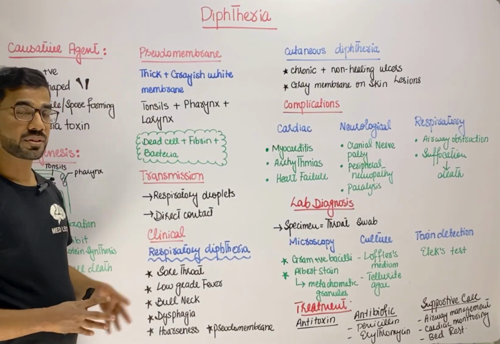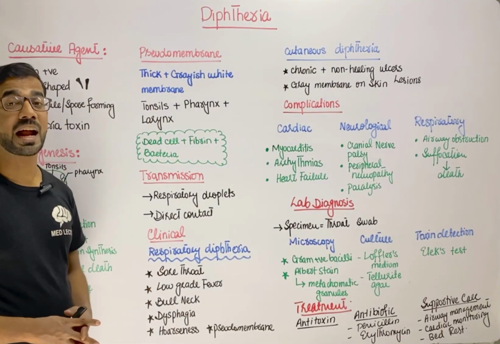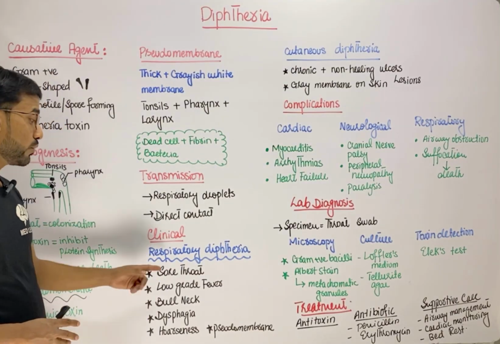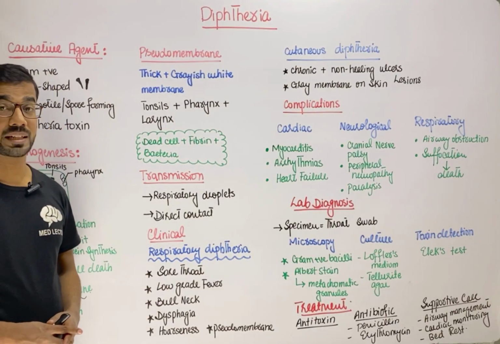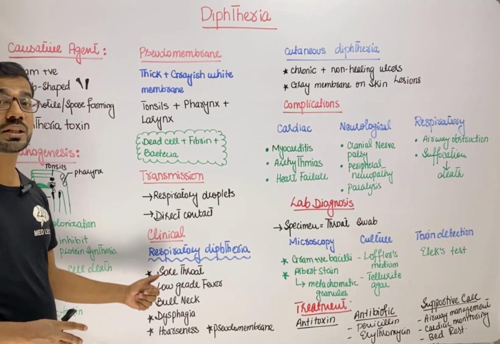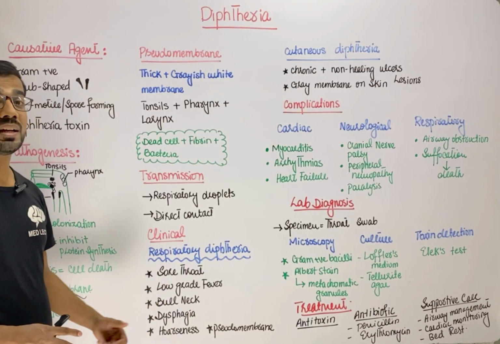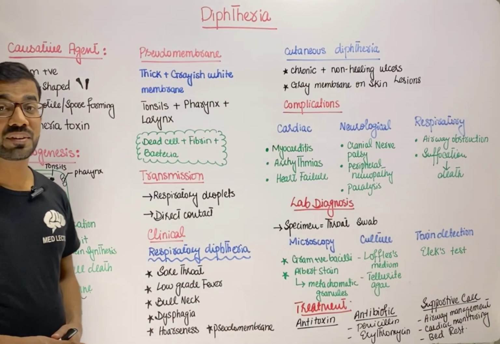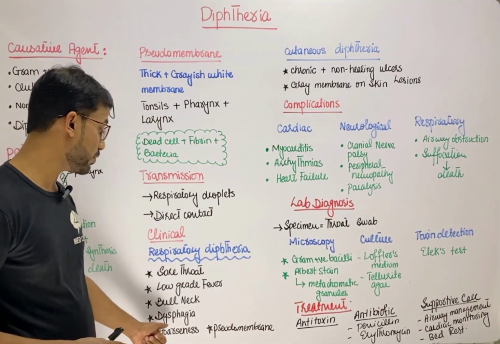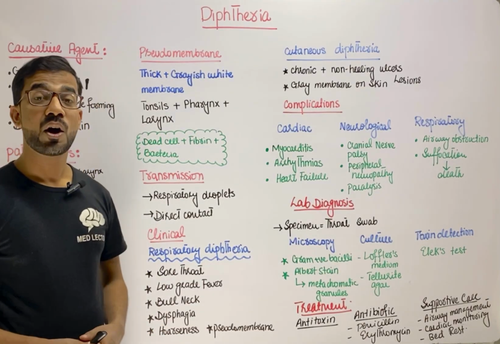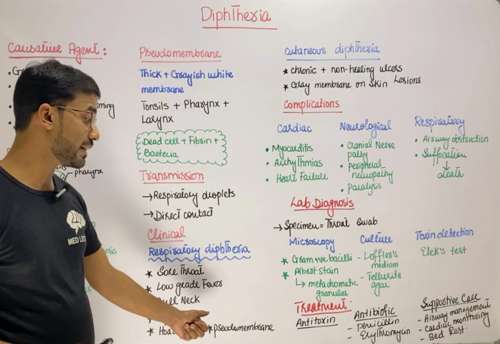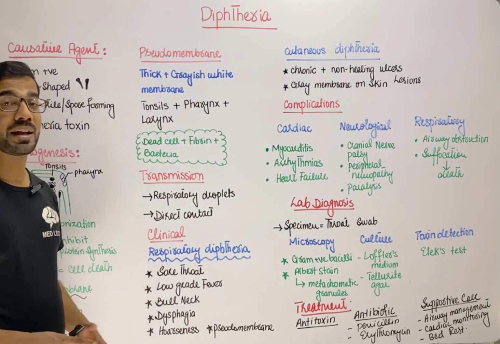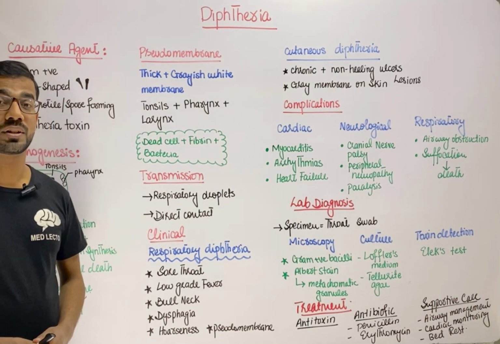Clinical manifestations: you will see the respiratory and cutaneous, regarding the skin. In the respiratory diphtheria, you will see the sore throat. That is the important thing. You can also see the low grade fever, bull neck, swelling of the neck, dysphagia, difficulty in swallowing, and you can also see the hoarseness, a change in the voice, and the pseudomembrane formation. So here are the different clinical manifestations of the respiratory diphtheria.